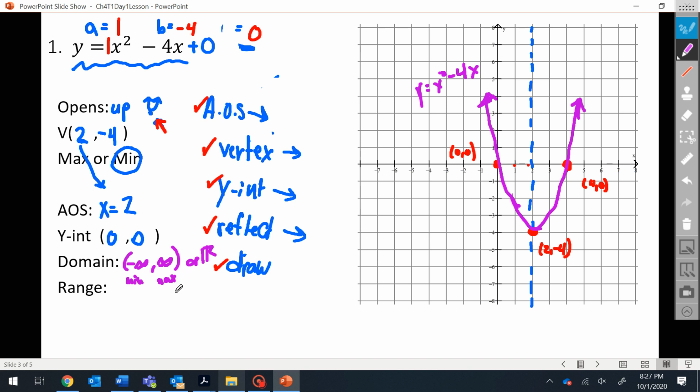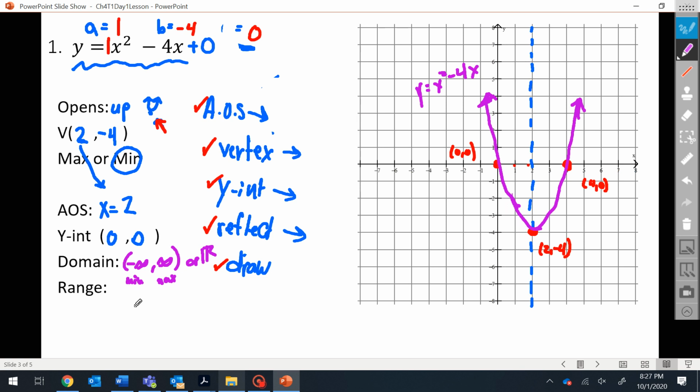The range is a little bit different. The range follows the y-axis. If we look at the y-axis, and we look at the graph in comparison to the y-axis, we see that even though the graph completely goes up, it doesn't completely go down. It starts at negative 4, and it goes up from negative 4.